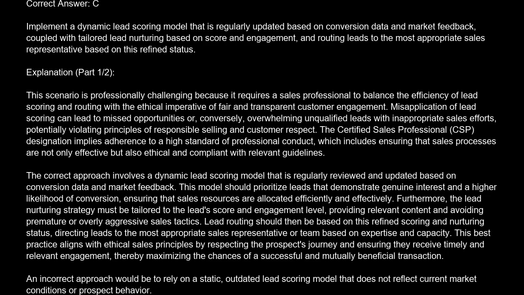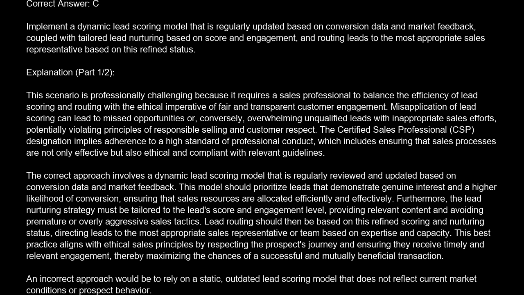The correct answer is C. Implement a dynamic lead scoring model that is regularly updated based on conversion data and market feedback, coupled with tailored lead nurturing based on score and engagement, and routing leads to the most appropriate sales representative based on this refined status. Explanation: this scenario is professionally challenging because it requires a sales professional to balance the efficiency of lead scoring and routing with the ethical imperative of fair and transparent customer engagement.